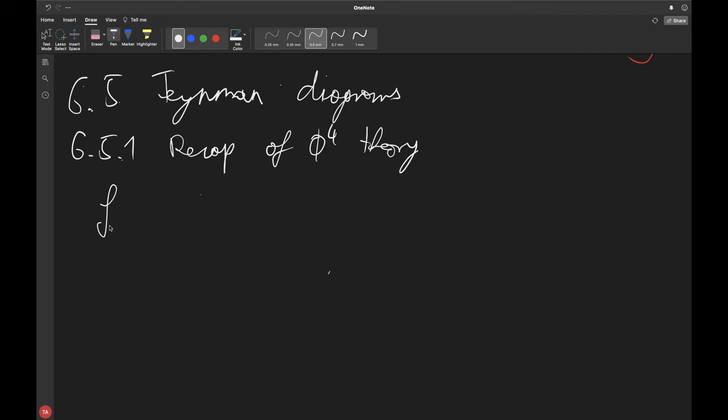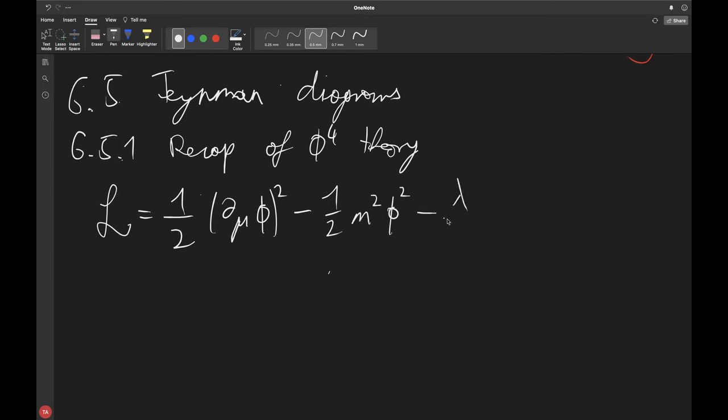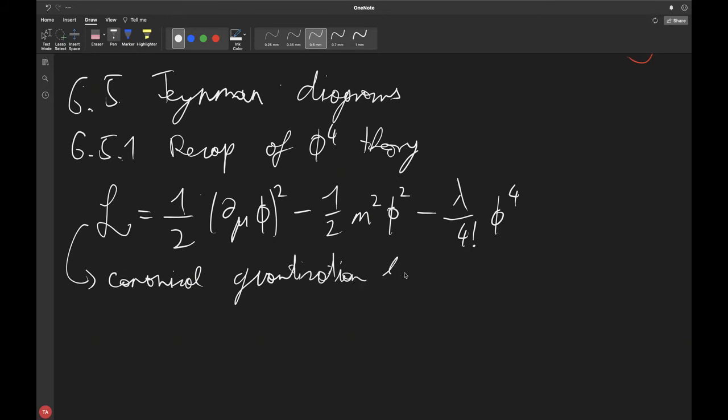You probably remember that the Lagrangian of this theory was 1/2 times the derivative of phi squared, which is the kinetic term, minus 1/2 m squared phi squared, the mass term, and we had this lambda over 4 factorial times phi to the 4, which was the reason why we call this the phi 4 theory. So let's apply canonical quantization on this.